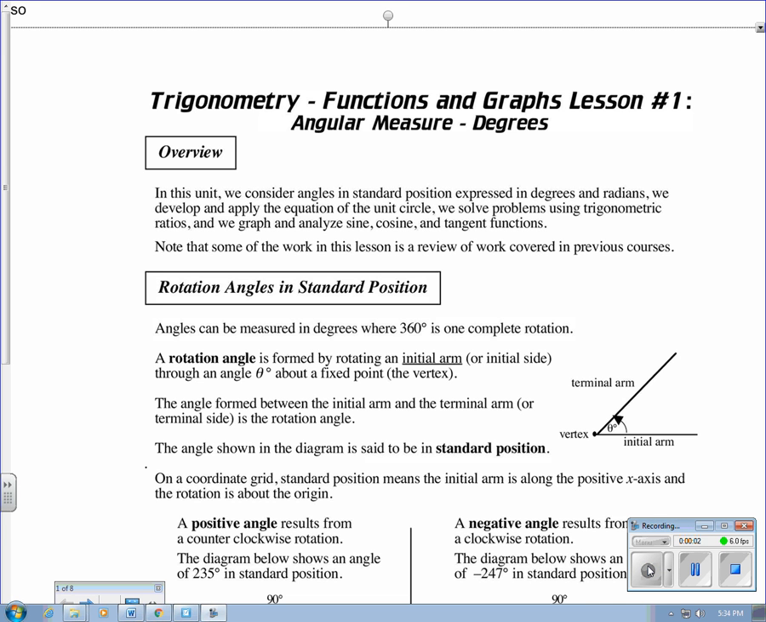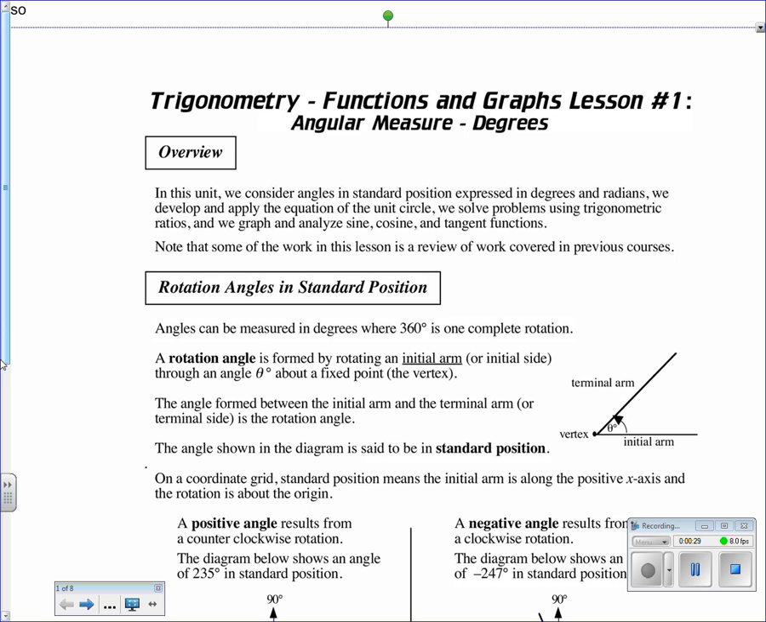I'm excited to get started in our discussion on trigonometry. The first two or three lessons have a lot of review components to them. We start off by first talking about angles in standard position, rotating angles like we've done in physics. We've got some interesting definitions to confirm.